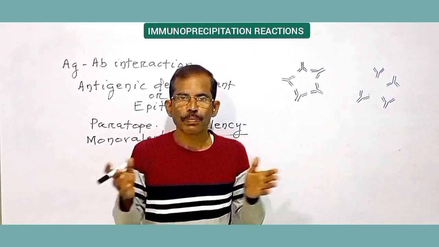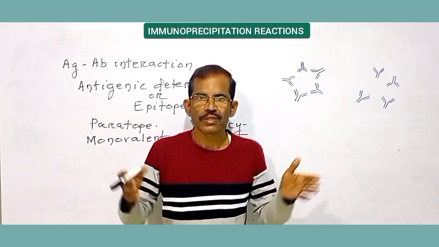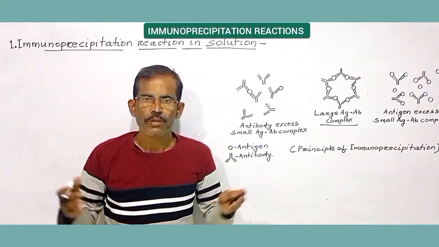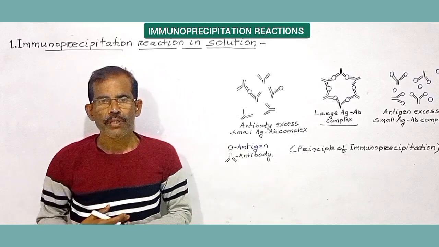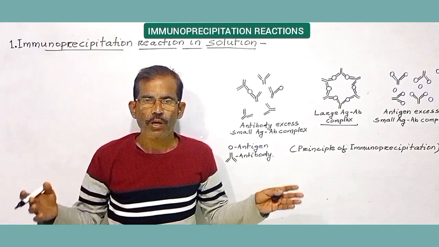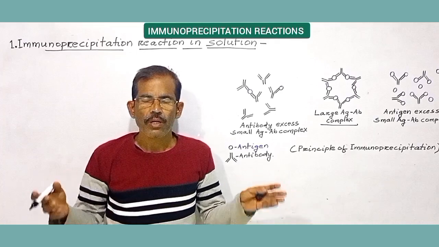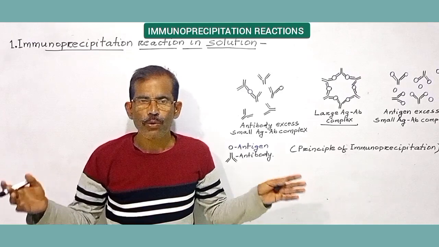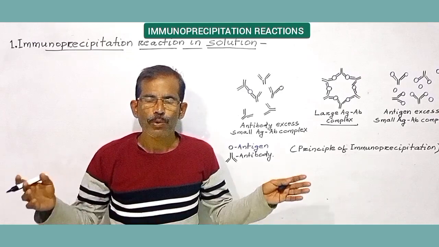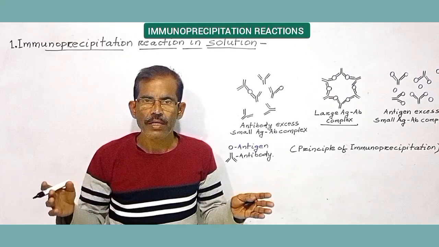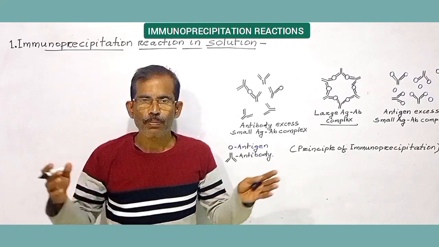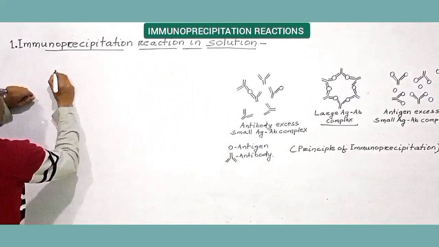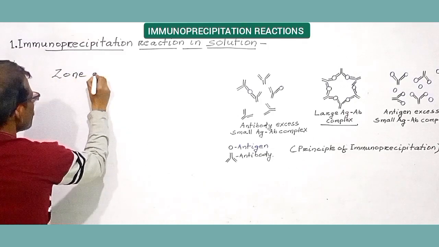Immunoprecipitation reaction can be performed in solution or in gel. First one is immunoprecipitation reaction in solution. Immunoprecipitation occurs due to the formation of large insoluble antigen-antibody complex. Precipitation occurs maximally only when there are optimal proportions of antibody and the antigen. Maximum precipitation takes place within a narrow concentration range known as the zone of equivalence.